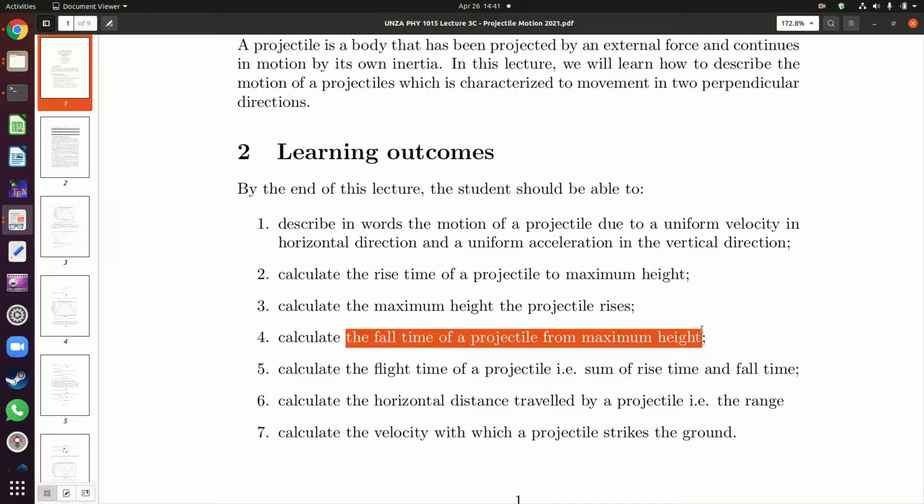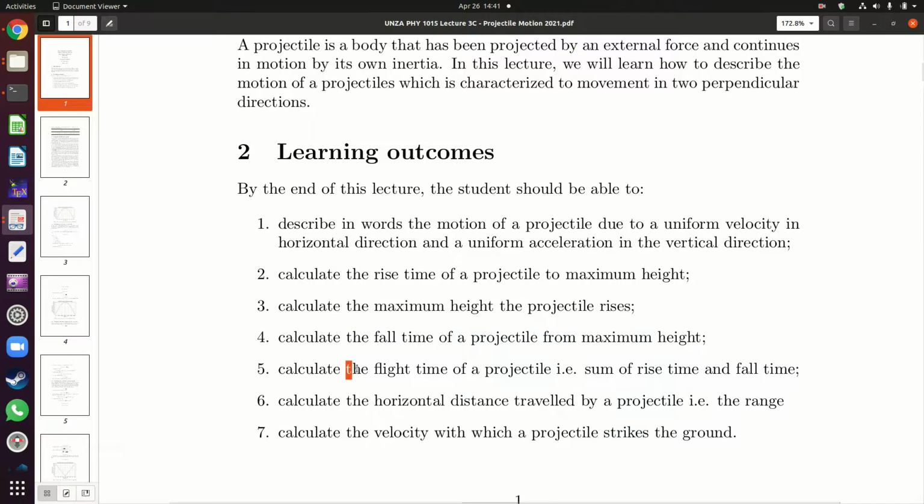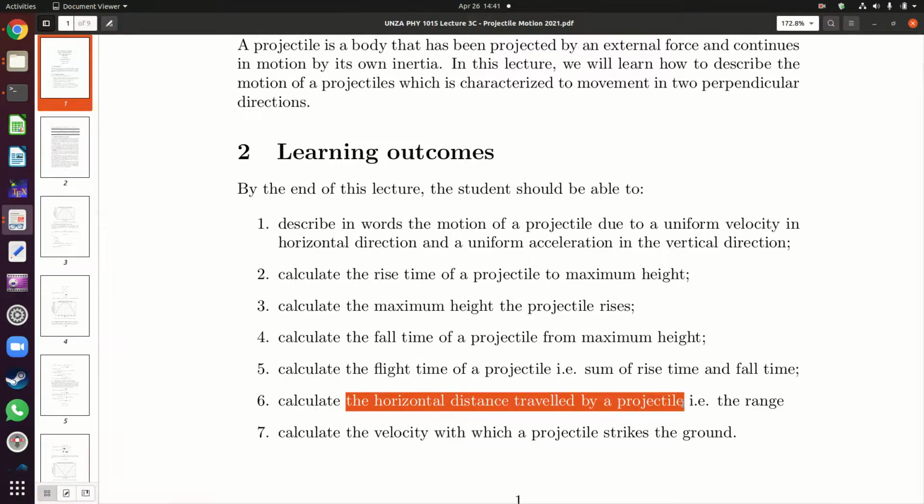You're interested in the rise time, the maximum height reached by the projectile, and the fall time of your projectile. Once you have the rise time and the fall time, you can always work out the flight time. The flight time is the total amount of time your projectile was in the air. As we have seen from the other example, you work out the flight time by simply adding the rise time to the fall time. Once all this has been done, the other thing you want to find out is the horizontal distance the projectile moves by the time it falls.